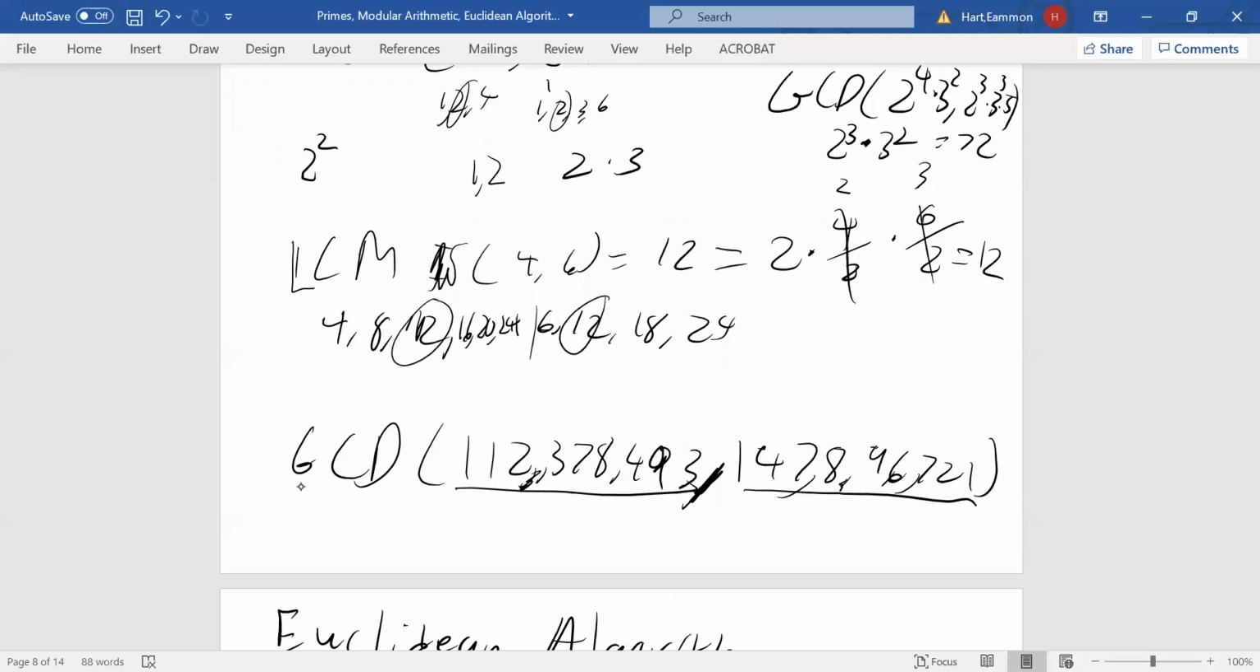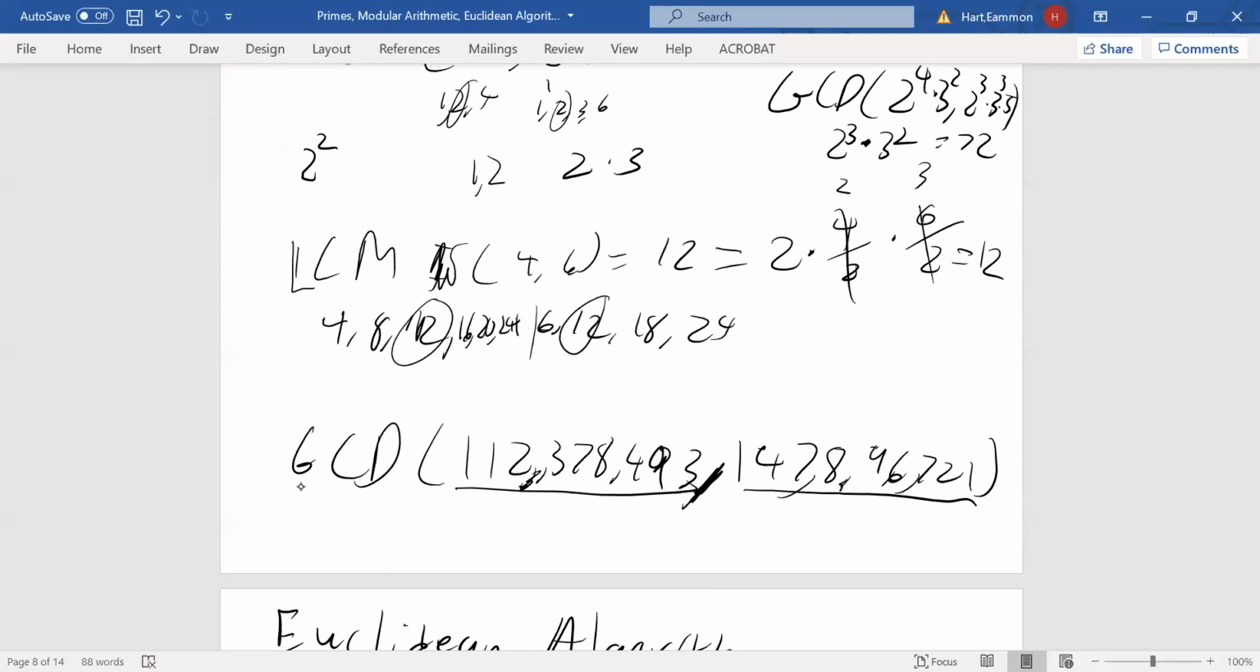And so then I have 6, 12, 18, 24. So if I want, I can compare these lists, and I see 12 on each of them. Cool, that means that's 12. That's the least common multiple.